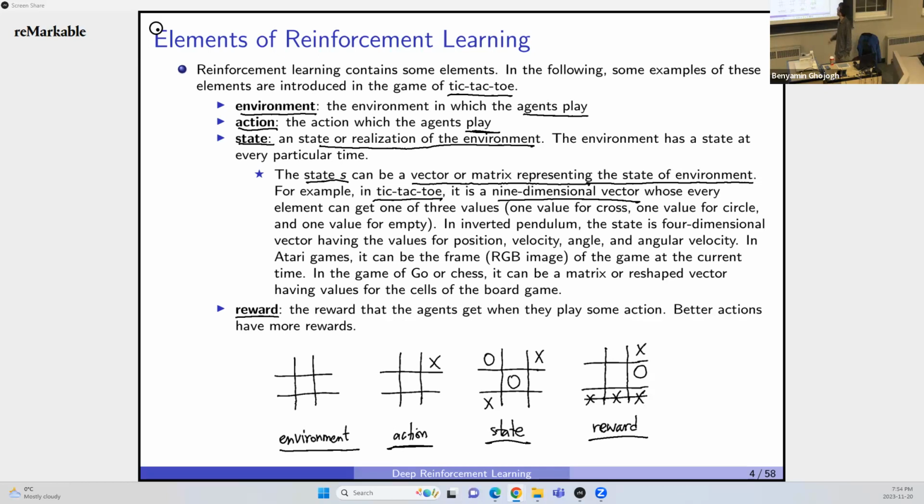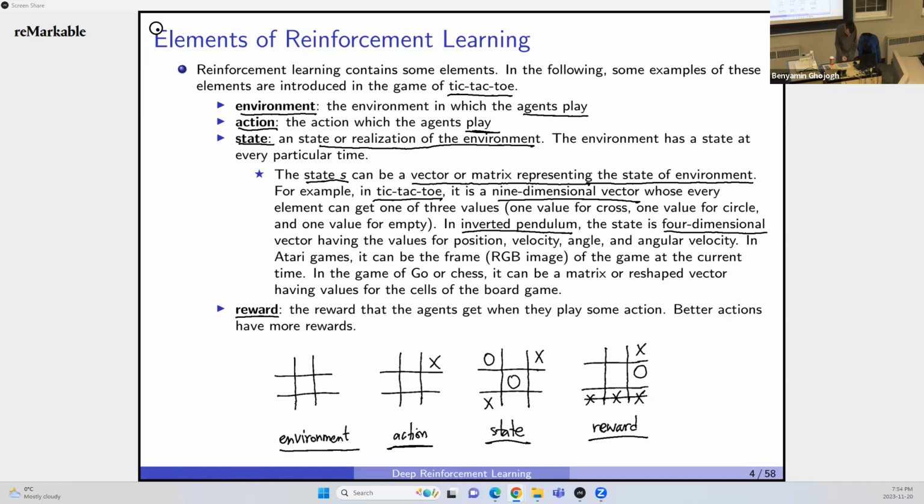The state is 9-dimensional, but I mean, what is the number of states in the state space? It's 3 to the power of 9, right? It's large. Also, in the inverted pendulum, the state is 4-dimensional. What is an inverted pendulum? Do you know that?